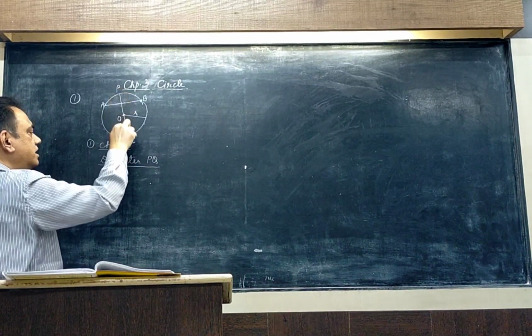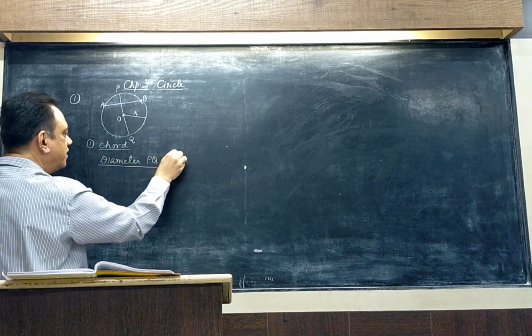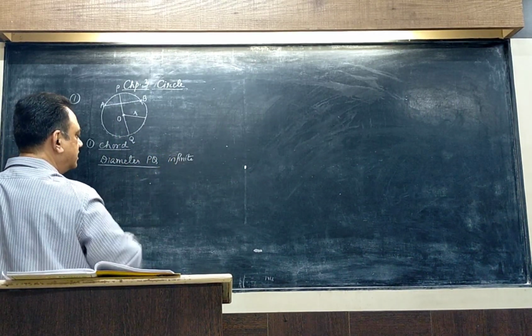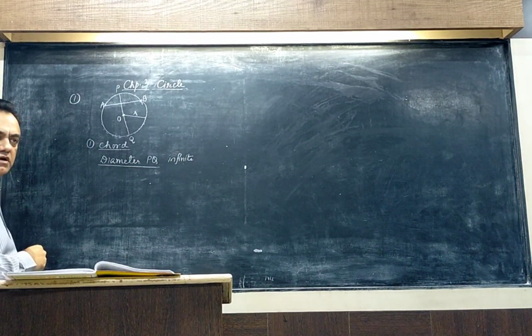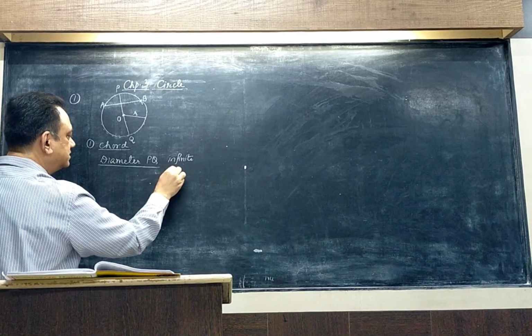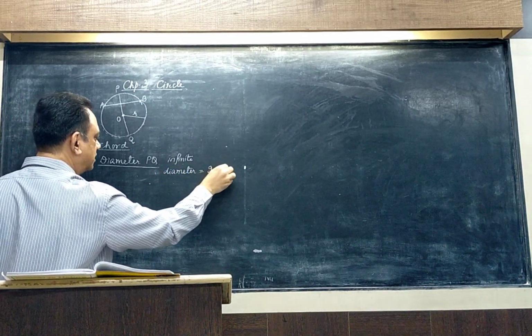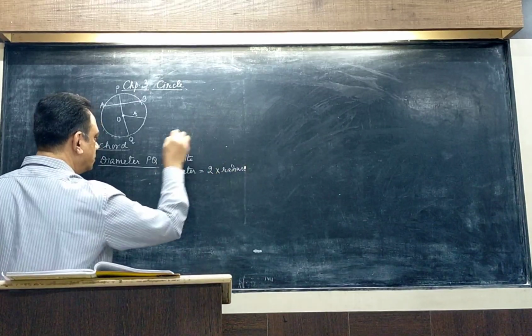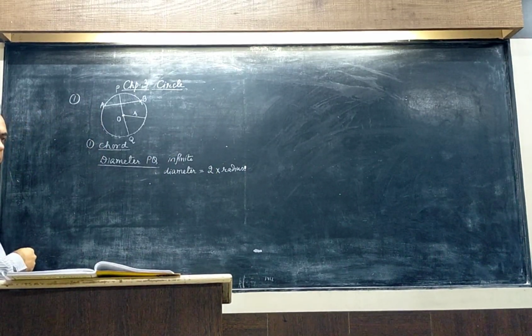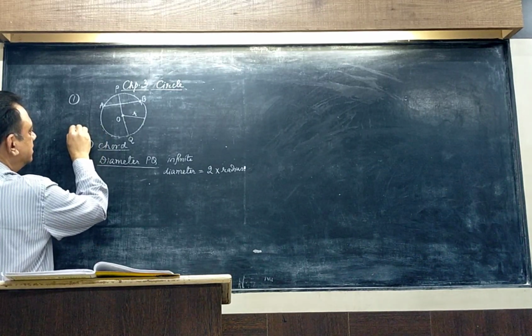How many diameters can you draw to a circle? There are infinite diameters that can be drawn to the circle. Diameter of the circle is twice the radius. Then let's come to another term.